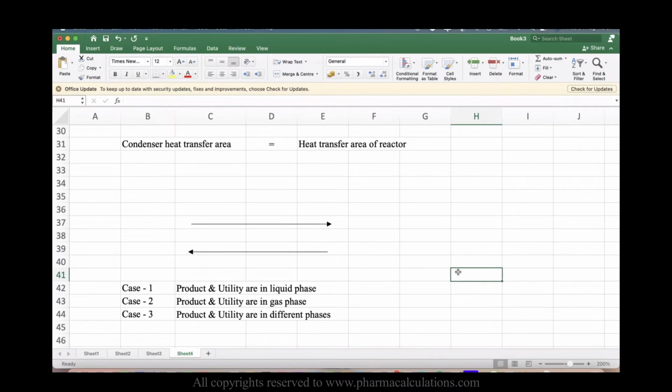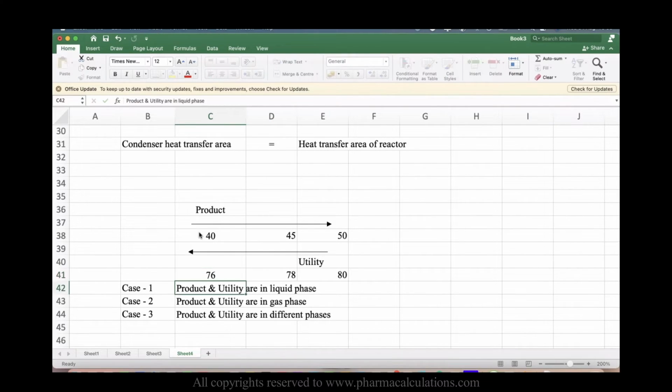Coming to the first scenario, if I want to perform heat transfer when the product as well as the utility are in liquid phase, let's say this is the product flow and this is the utility flow. If both are in liquid phase, from point to point there will be some variation. Let's say initially the product is at 40 degrees and I'm going to heat it up to 50 degrees. So let's say it is at 45 and from here it came up to 50 degrees. Coming to the utility, let's say it is previously at 80 degrees, I'm going to take it as 78 degrees and here I'll be taking it as 76 degrees.